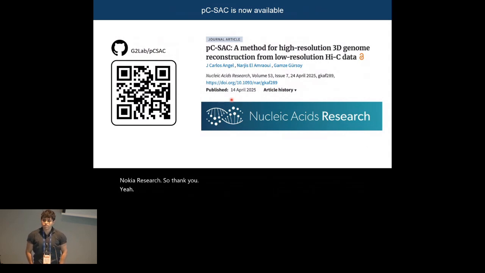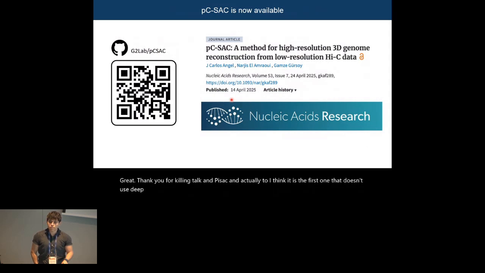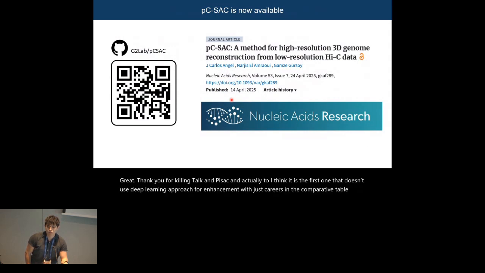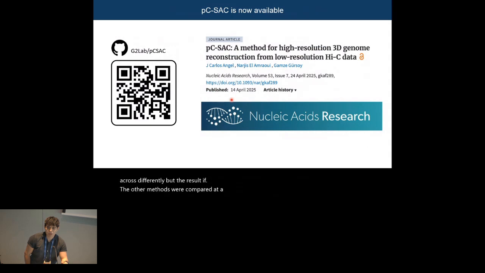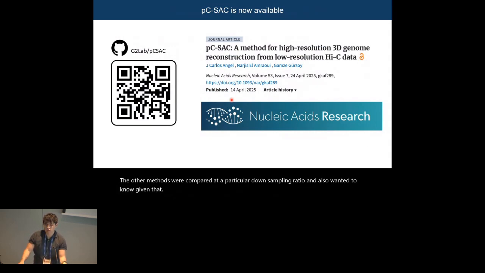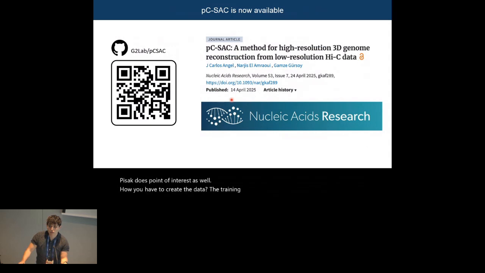Great. Thank you for the excellent talk on pC-SAC. And actually, I think it's the first one that doesn't use a deep learning approach for enhancement. We're just curious. In the comparative table you showed earlier, I was wondering about the downsampling ratio. I know pC-SAC could work across different downsampling ratios, but if the other methods were compared at a particular downsampling ratio, and also, given that pC-SAC does point of interest as well, how did you create the training data sets that all those other methods were trained on?